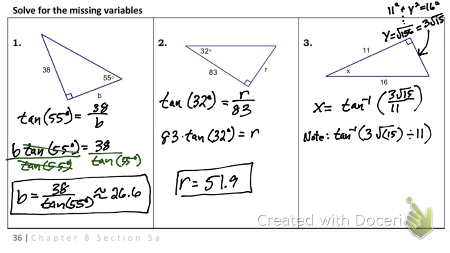If you type this in correctly, you should get out x is about, and since I'm using the inverse button, it should be a degree, so I'll have 46.6 degrees.